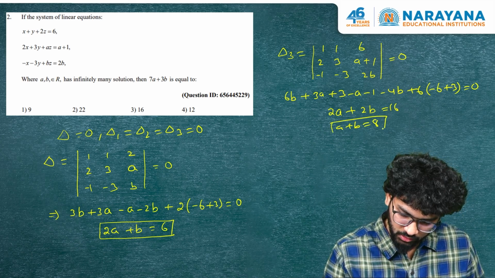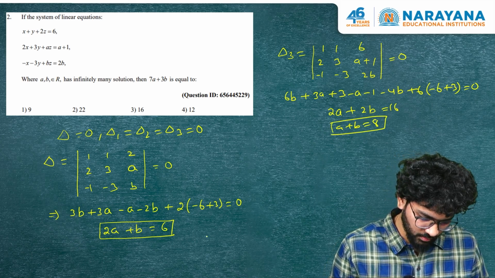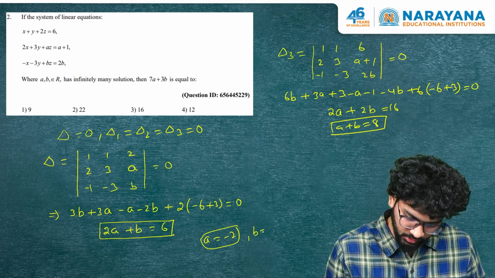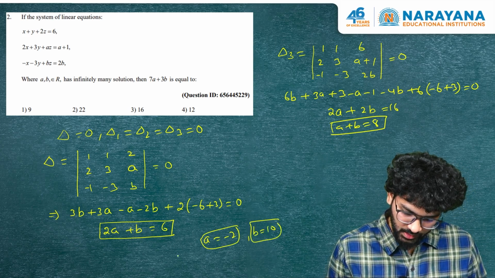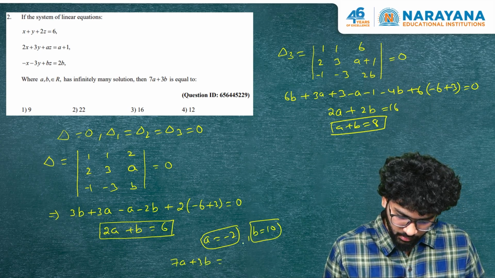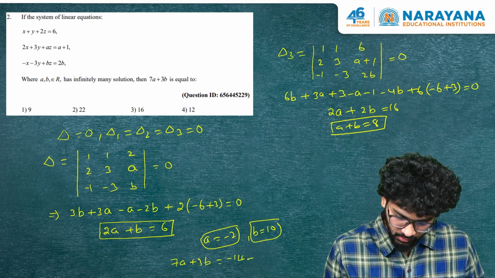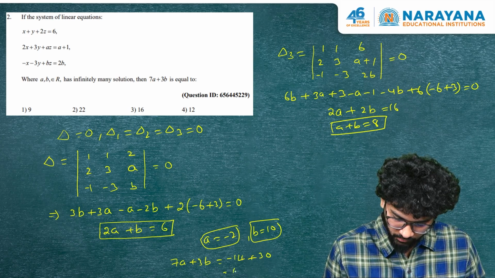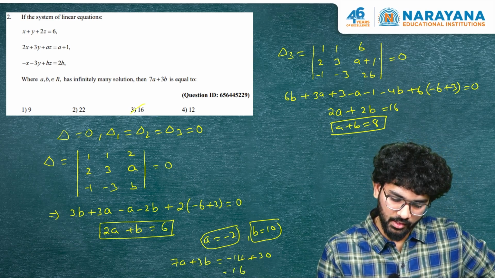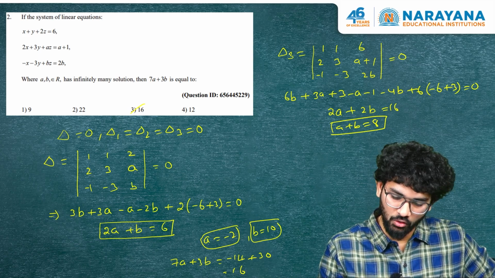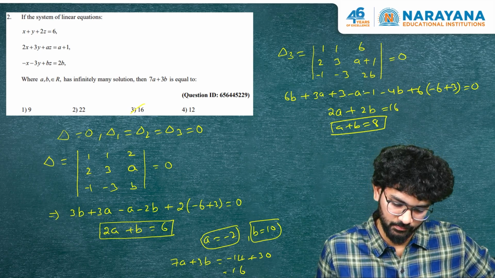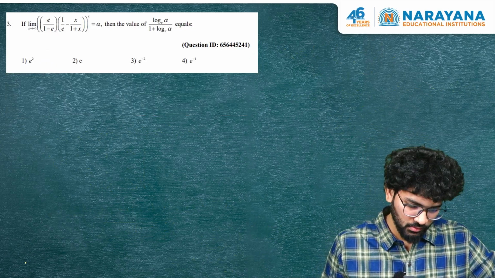So from these two things, I'll get the values of a and b as a is equal to -2 and b is equal to 10. Now he is asking us to find the value of 7a plus 3b. So which will be -14 plus 30, which will be 16. So 16 is the answer. So when I am writing delta 3, I will replace the third column with the constant column. Then if I simplify, I am getting this. Let us go to the next problem.